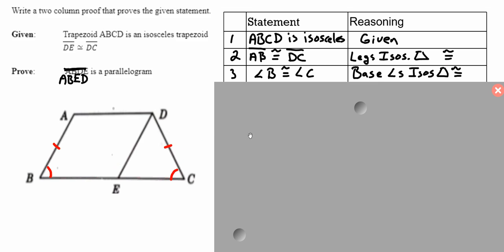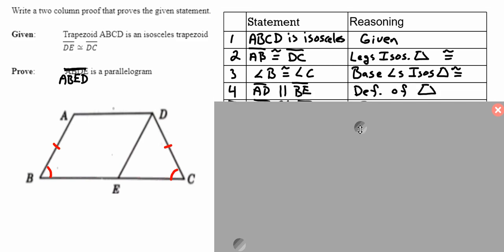Again, I'm just putting information in as I know it. And lastly, I know it's a trapezoid, so I can say that AD is parallel to BE. Now I could say it's parallel to BC as well, but I know it's parallel to BE for the same definition of a trapezoid. I know E is contained in segment BC, so AD is also parallel to BE, and that's one of the things I'm trying to get to. I'm trying to get to this idea that we are dealing with parallel sides. That's one of the characteristics of parallelograms.